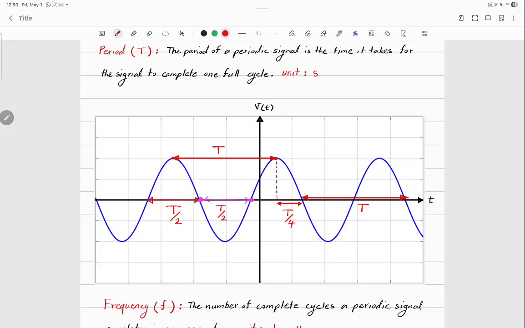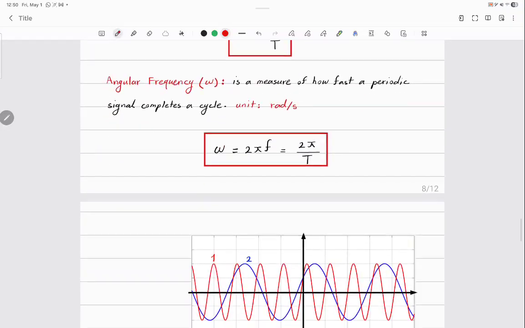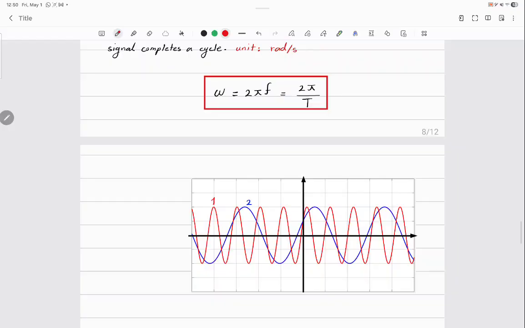Any problem with understanding frequency and period? No? Okay. I want you to compare these two signals. What is the same between signal 1 and 2? Same amplitude. What is different? Their frequency. Which one is higher? The red one.